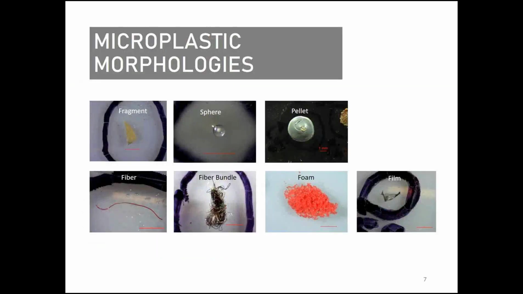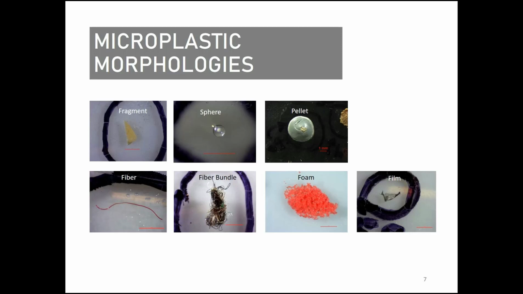Next slide. So I mentioned earlier a morphology key and a color key, and I'm not going to go through these in a lot of detail, but I just want to show you some pictures of what we're talking about when we talk about these different morphologies or shapes. In the San Francisco Estuary Institute study, we looked at fragments, spheres, pellets, fibers, fiber bundle, foam, and film. But we put pellets with spheres because we really didn't actually have very many pre-production pellets in this study. But these are the 7 categories that we use in our lab.